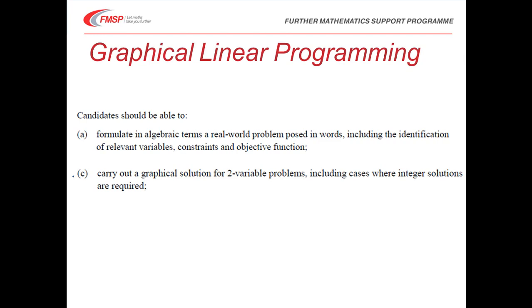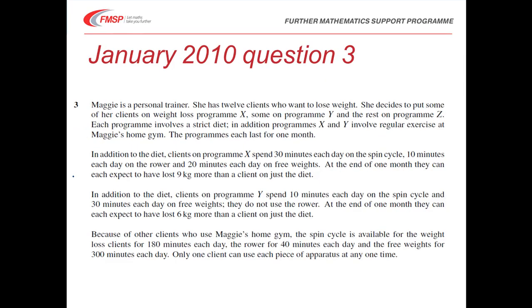So let's have a look at the first question that we're going to do. Now, as I say, this question is quite long, it's very wordy. So it is important that when you're doing this that you read through the question and you try and pick out the important bits of information. So Maggie is a personal trainer, 12 clients who want to lose weight. She decides to put some of her clients on weight loss program X, some on program Y and the rest on program Z. Each program involves strict diet.